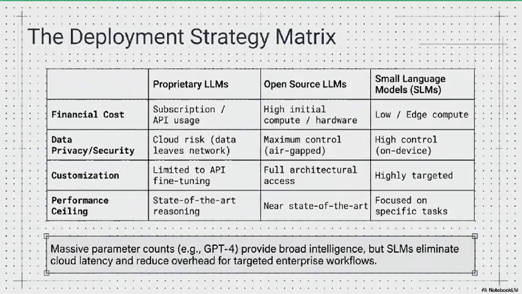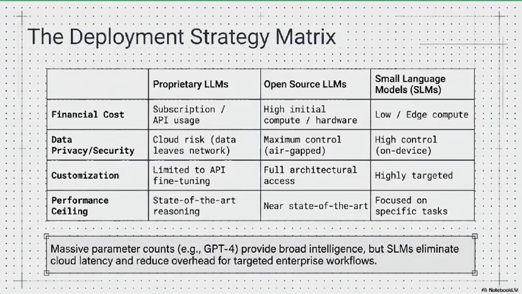Exactly. But here is what I don't quite grasp yet. The materials state that massive models give you broad, generalized intelligence. They know a bit about everything. Yeah. But small language models sacrifice that broad intelligence to become highly targeted. How do they actually do that? I mean, do developers just go in and delete parts of the brain? How does it get smaller but stay smart? That's a really great question about the underlying mechanism. It comes down to parameter counts and training data.